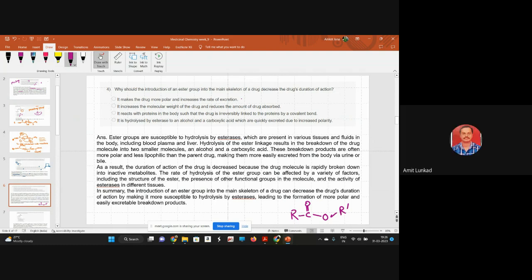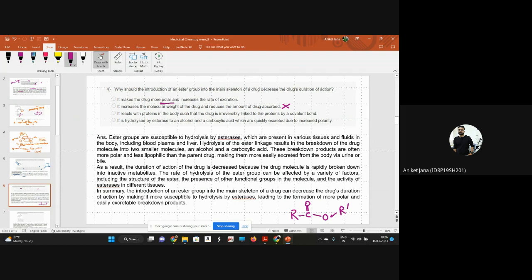No. Why not? What is wrong in this sentence? Polarity does not increase when we introduce an ester group. Okay, the second one says it increases the molecular weight of the drug and reduces the amount of the drug absorbed. This is also not the right option.